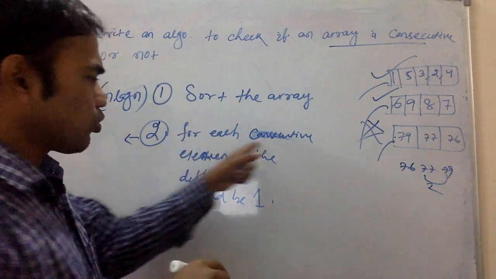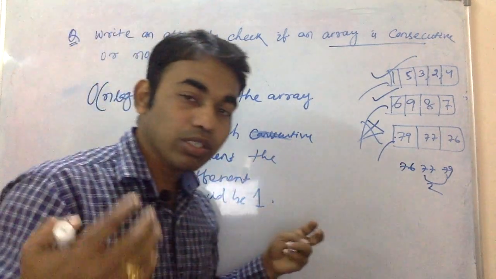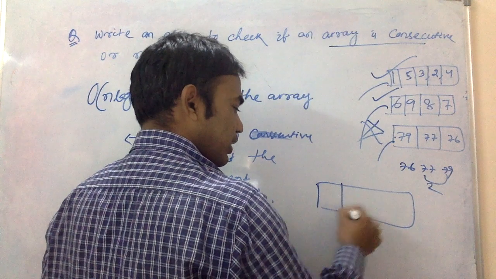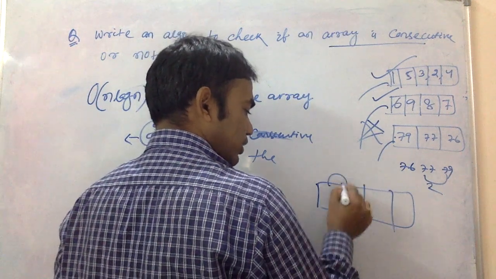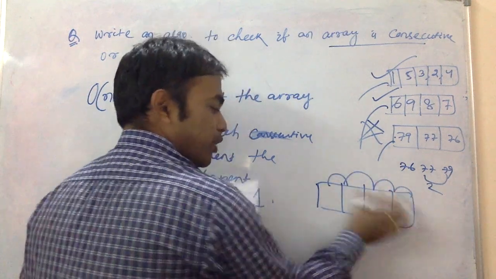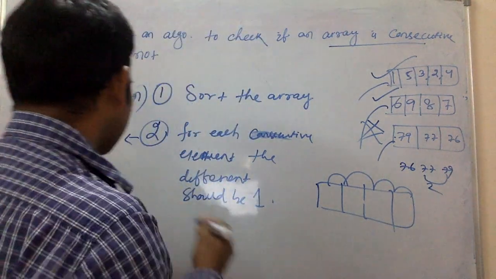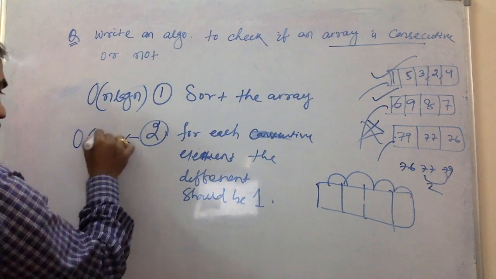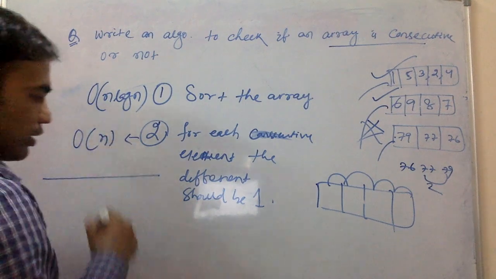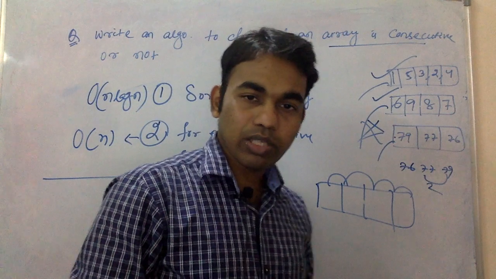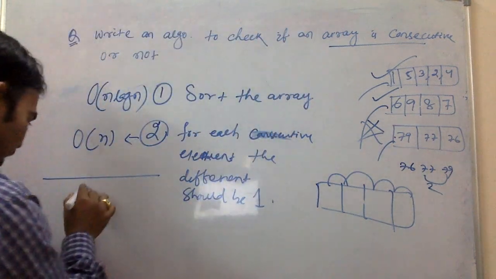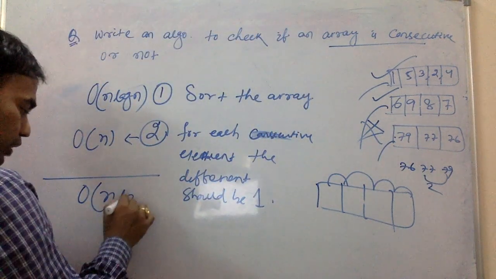And what you are doing here is trying to find out the consecutive numbers. That means you are doing an array traversal, just trying to find out the difference between consecutive numbers. That's all. That means this time complexity is O(n). If I ask what is the time complexity of this whole algorithm, the whole algorithm time complexity is O(n log n).